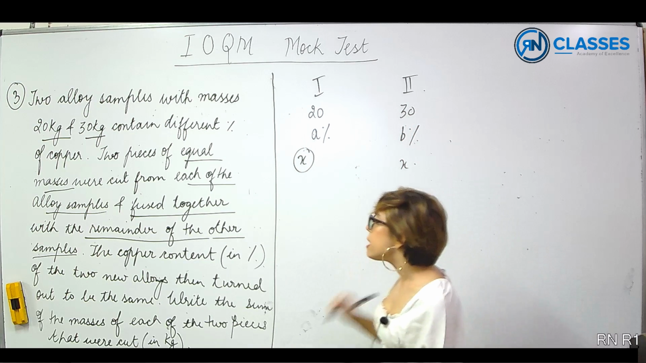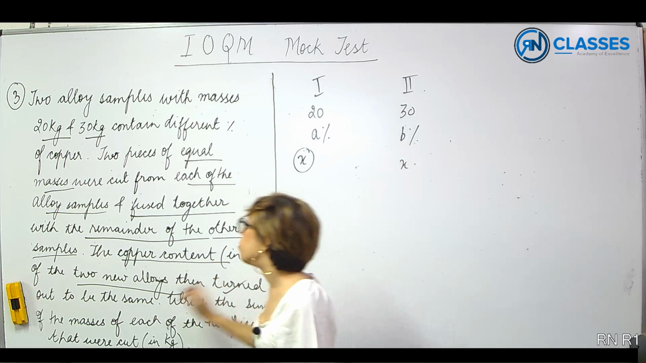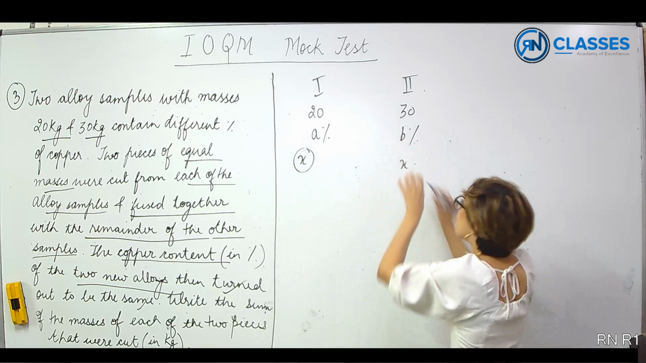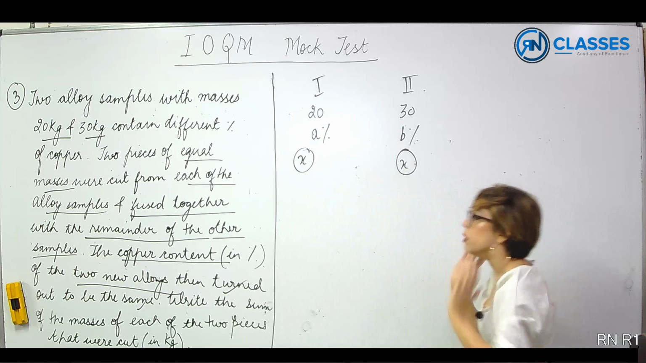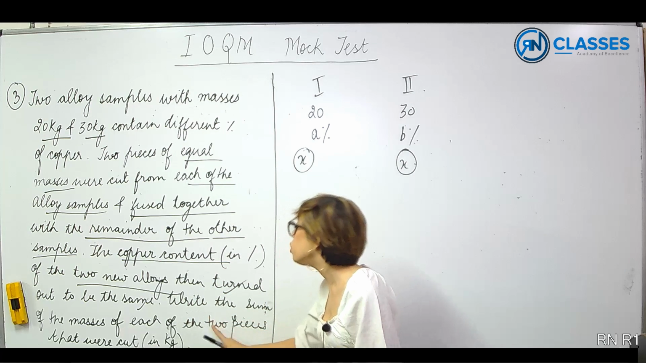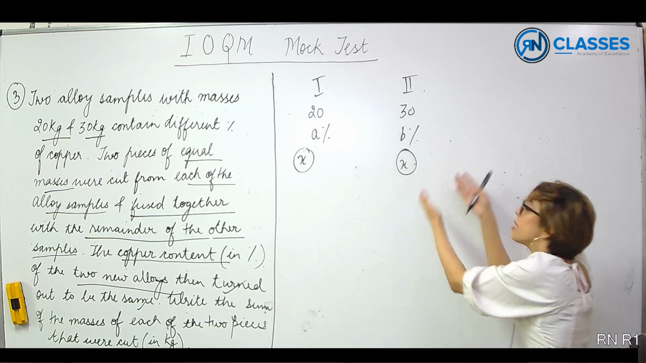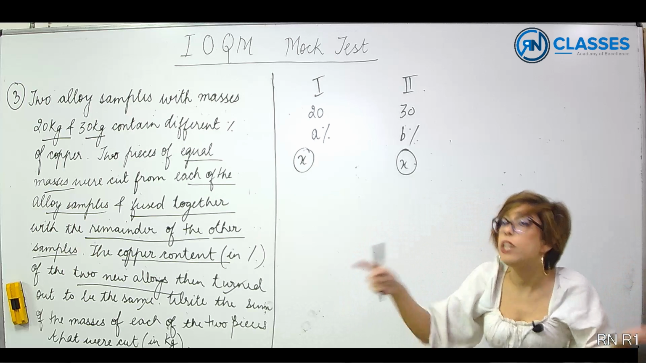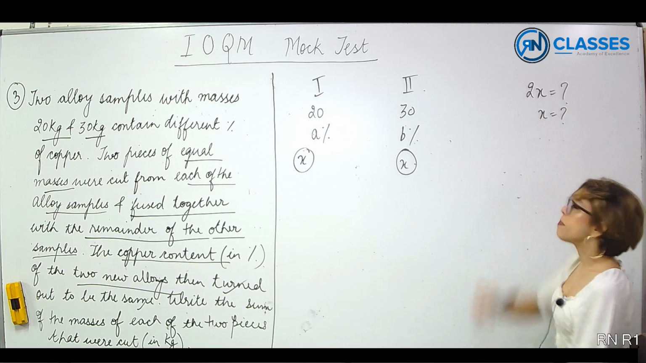Now he says the copper content of the two new alloys then turn out to be the same. Then I have fused this with the remainder of this and I have fused this with the remainder of this. Then the copper content, they are equal. Now he says write the sum of the masses of each of the two pieces that were cut. Now this was x kg, this was x kg. Now he says sum of the masses, so that means x plus x. I need to find x.